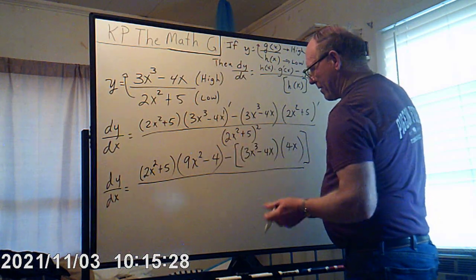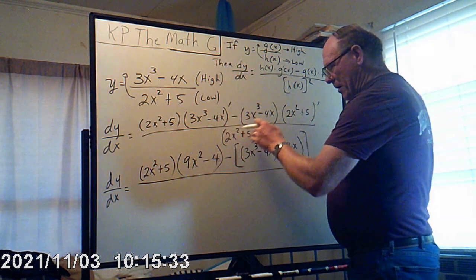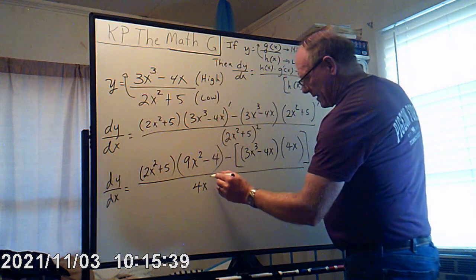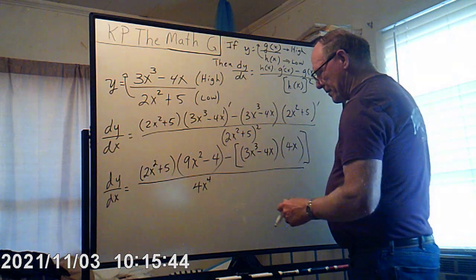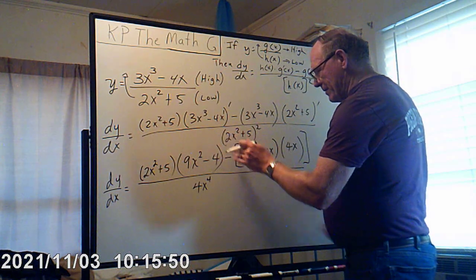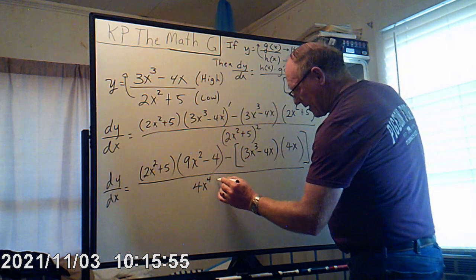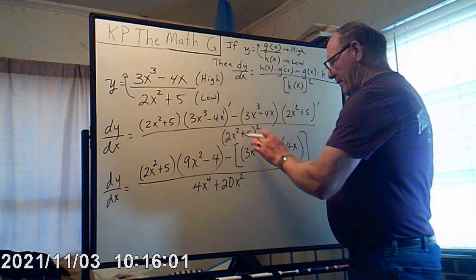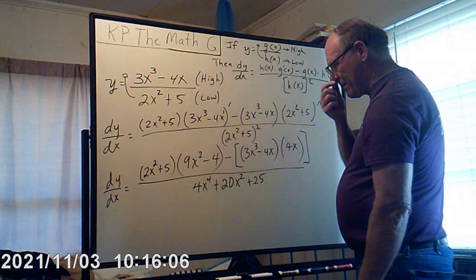And over low squared. Well, let's square this. This is going to be 2x squared plus 5 times 2x squared plus 5. The first term squared is 4x to the 4th. We multiply these two together, we got 2 times this. We're doubling it. 2 times 5 is 10, so 10 plus 10 is 20. So plus 20x squared. And then 5 times 5 is 25.